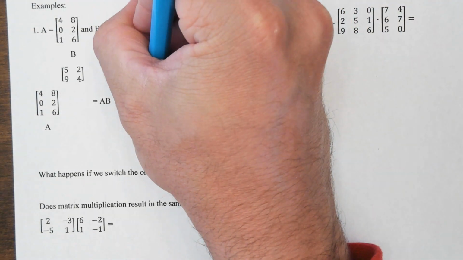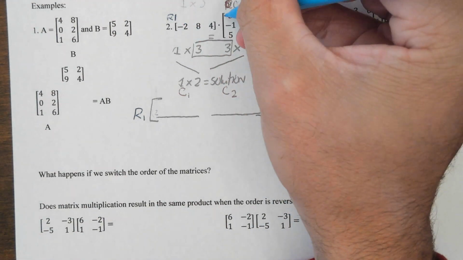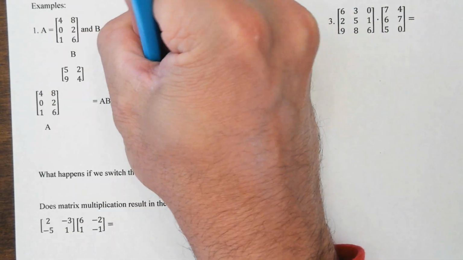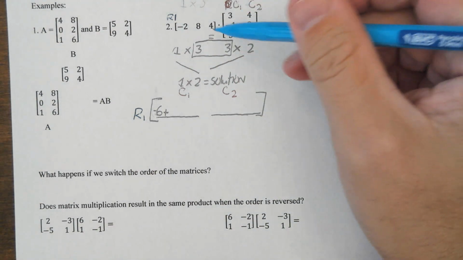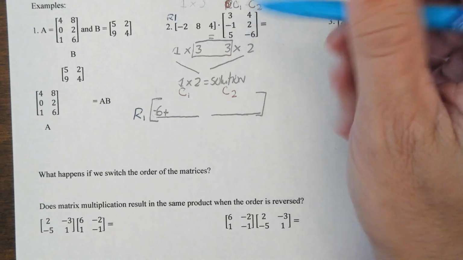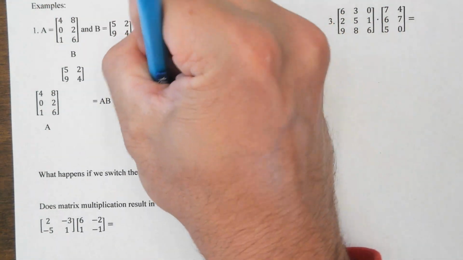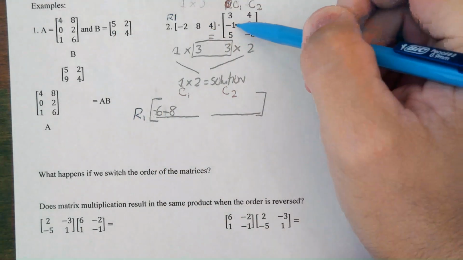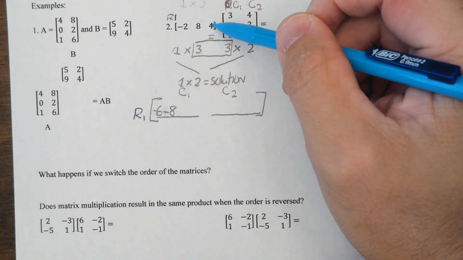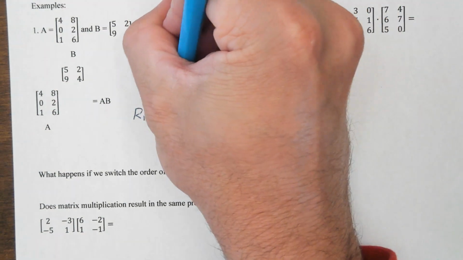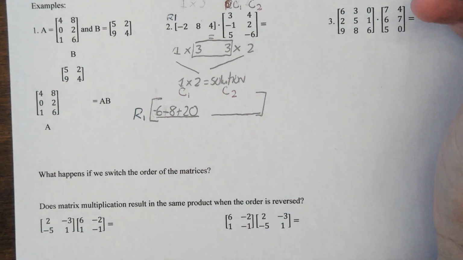So I'm going to have -2 times 3. -2 times 3, so -6. And you want to put a plus sign in between. 8 times -1. 8 times -1. So -6 minus 8. And then last but not least, 4 times 5, plus 20.